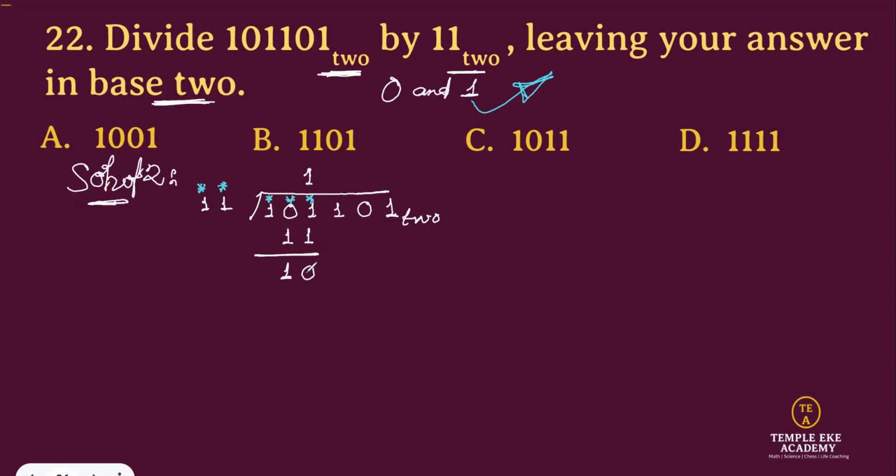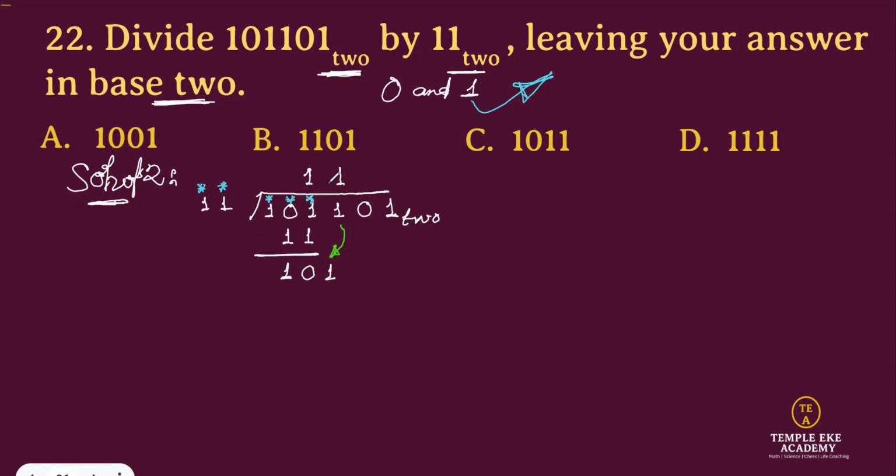Once again, 11 cannot divide into 10. So we have to bring down this one. I like to highlight that. We're bringing down this digit 1 into that area so that division is possible. Bring down the 1. Let's go. 11 divides into 101. Because it is possible, the answer is only 1 digit, 1.